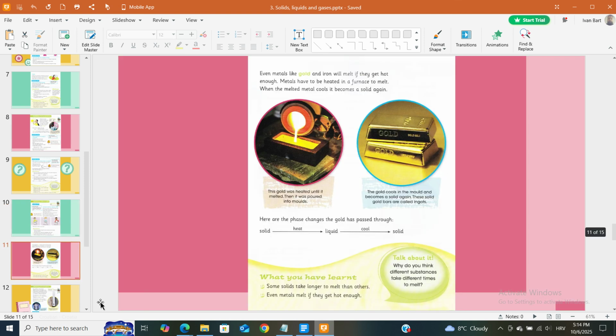Even metals like gold and iron will melt if they get hot enough. Metals have to be heated in a furnace to melt. When the melted metal cools, it becomes a solid again.